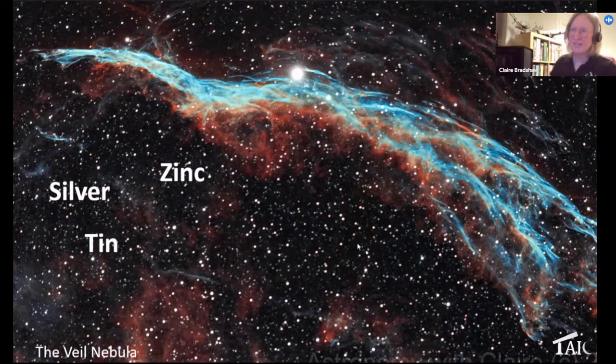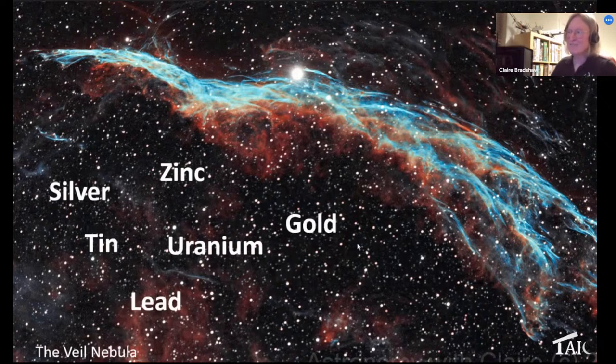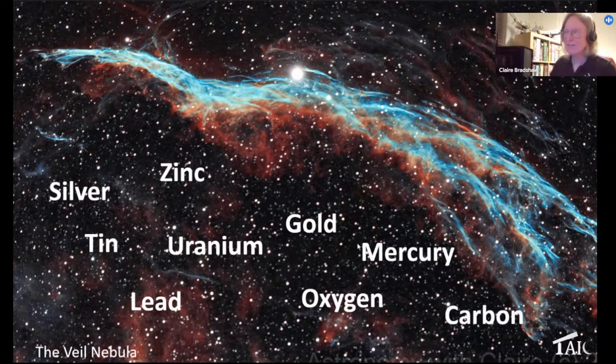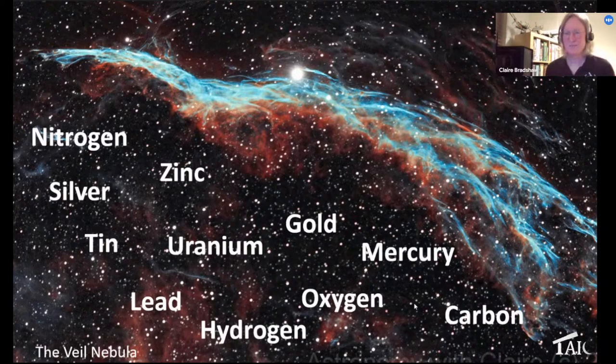this explosion, such as tin, zinc, silver, uranium, lead, gold, any gold that we're wearing, any jewelry that we have, oxygen in our lungs, mercury in our thermometers, carbon in our bodies, hydrogen, hydrogen and oxygen together making water, nitrogen in the soil. All of these elements were formed in the heart of a supernova. All of these elements are part of you, and therefore, that means there is an intrinsic link between you and the heart of a supernova.